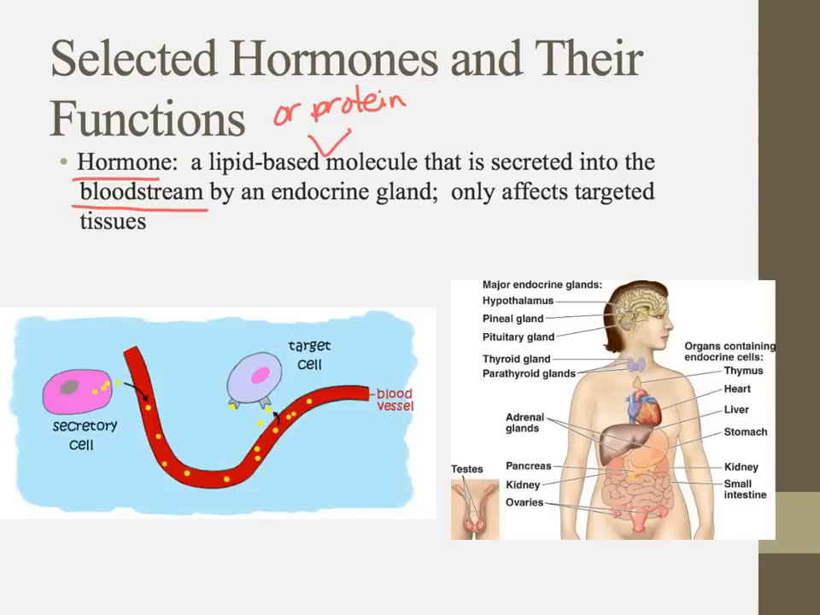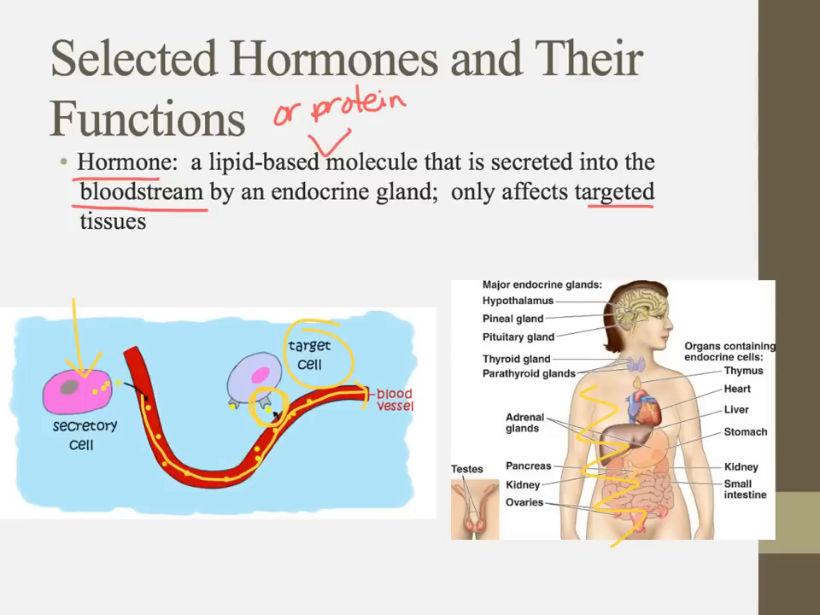So how does that work? Well, it only affects targeted tissues. Let's consider this picture. Here we've got some kind of cell in some kind of endocrine gland, and it's going to secrete this hormone that then travels through the bloodstream. It's going to come in contact with lots of different tissues, but only the target tissues are going to have a receptor to bind with that hormone.